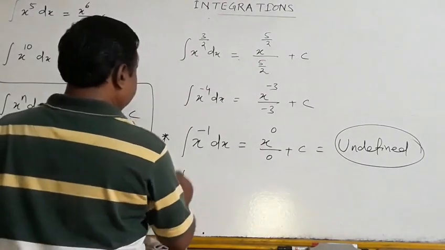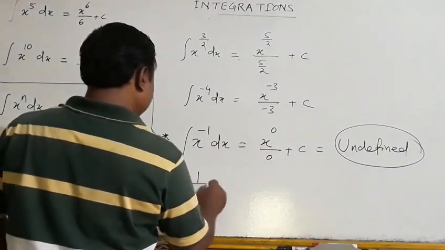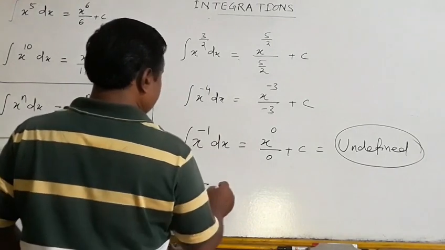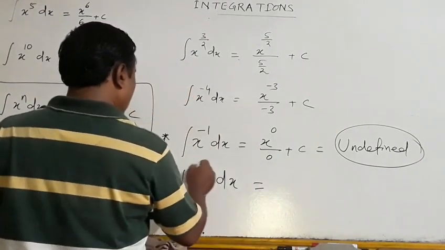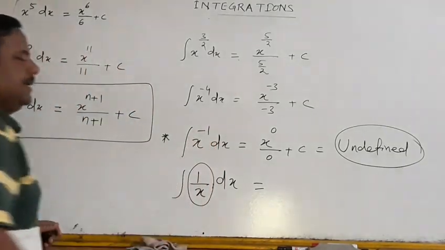Then what will happen? Now tell me, I am writing here 1 by x, x to the power minus 1. 1 by x is equal to what? Remember, whose derivative is 1 by x?